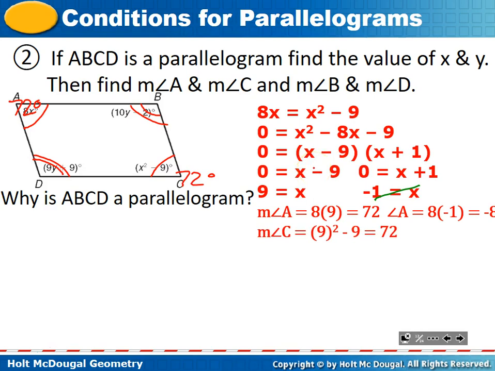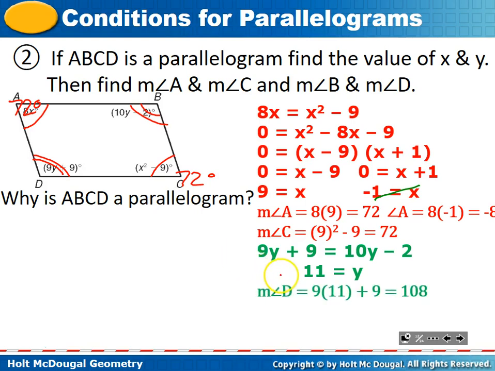Now we're going to set angles D and B equal to each other. And so we're doing 9y plus 9 equals 10y minus 2. We will subtract the 9 from the 10 and add the 2 to the 9. That would be 11. Then we're going to plug that 11 back into both of those equations. So 9 times 11 plus 9 is 108. And 10 times 11 minus 2 is 108.